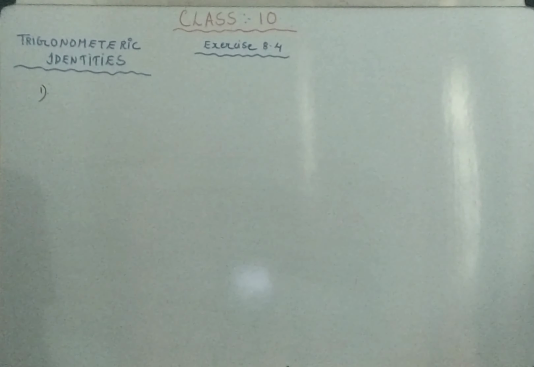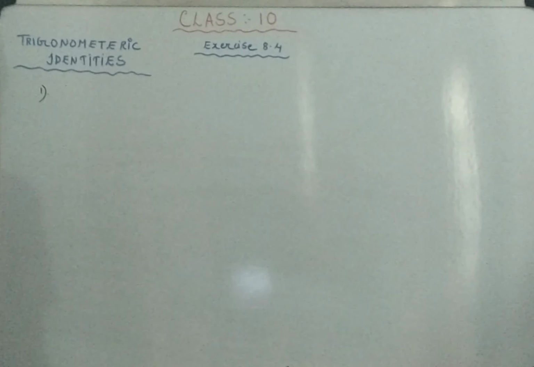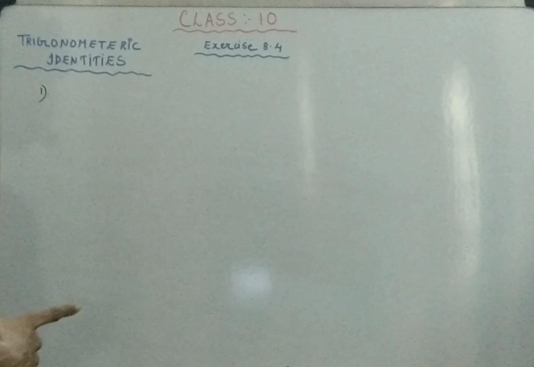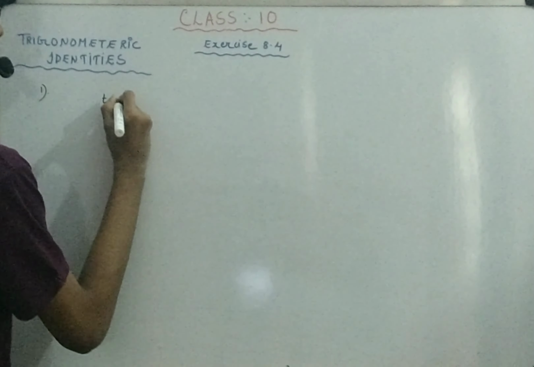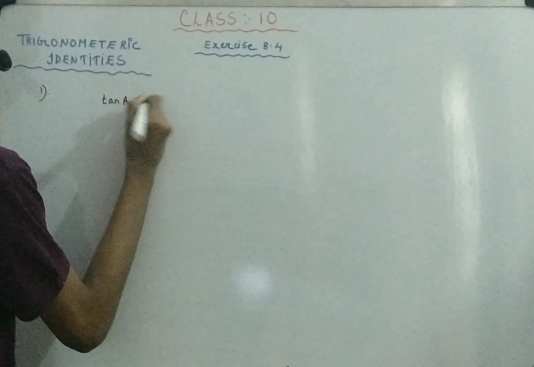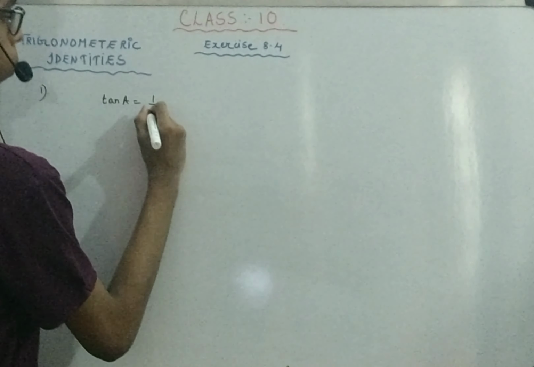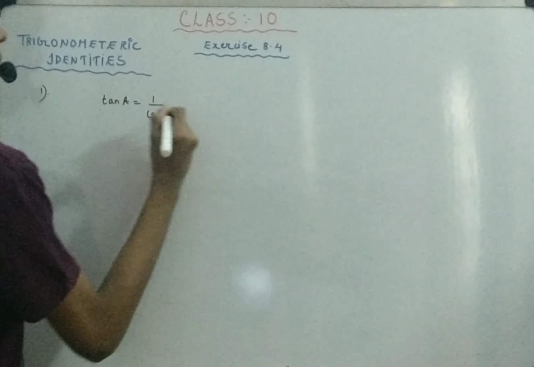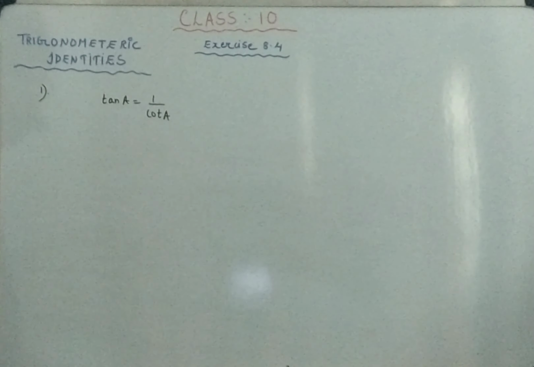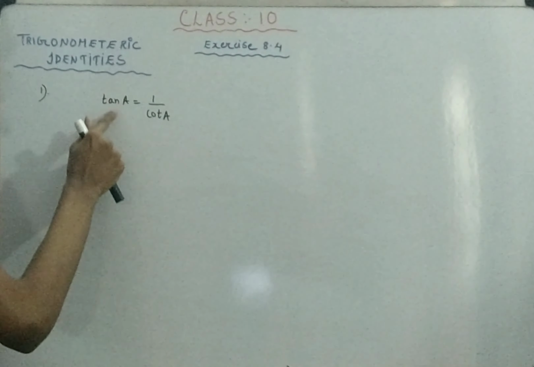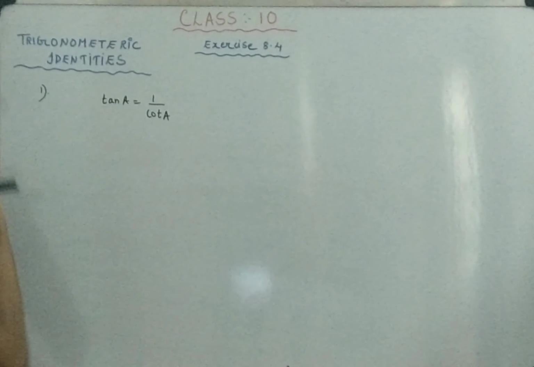First of all, let us express tan A in terms of cot A. We all know that tan theta, or tan A, is the reciprocal of cot A, isn't it? So we can write tan A is equal to 1 by cot A. That is, we have expressed tan in terms of cot.